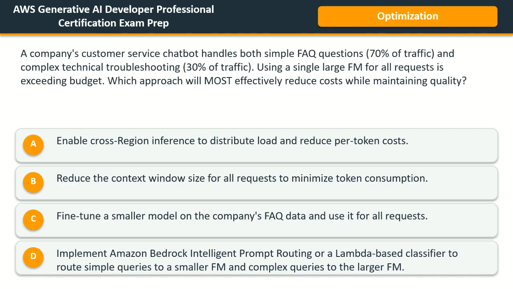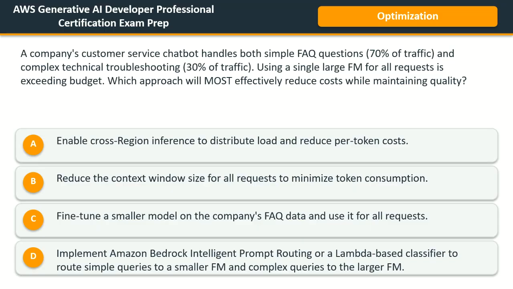This is a cost optimization by model selection question. The key detail is the traffic split. 70% simple, 30% complex. Using a large model for everything is overkill. Amazon Bedrock Intelligent Prompt Routing solves this problem. It automatically routes simpler prompts to cheaper, smaller models and only sends complex prompts to the larger model. You get lower costs, same quality, no user visible changes. That's why D is the correct answer.